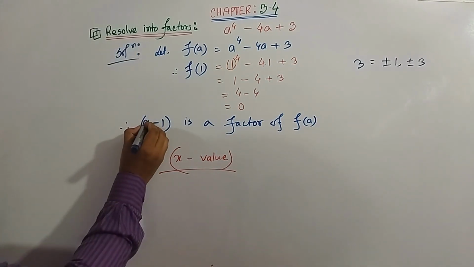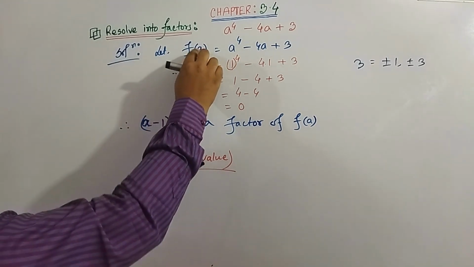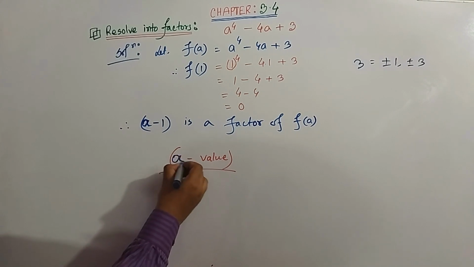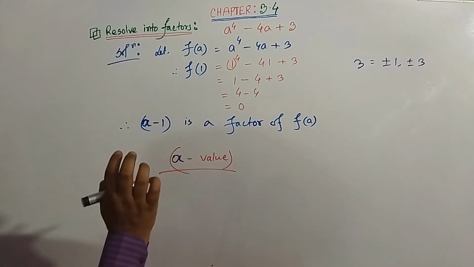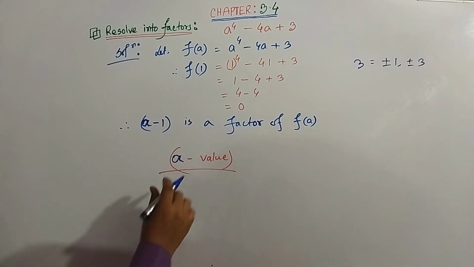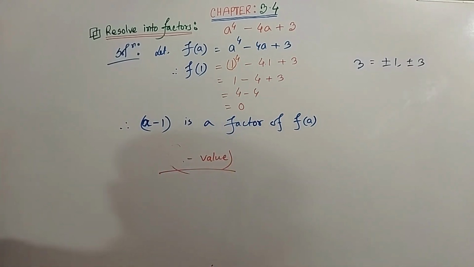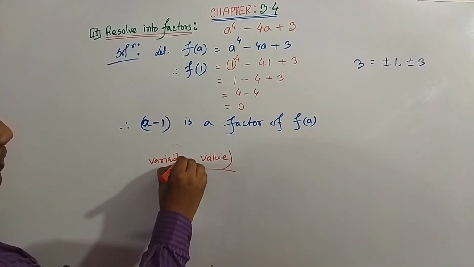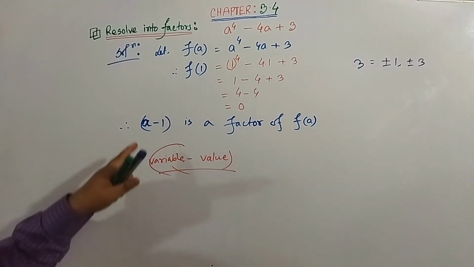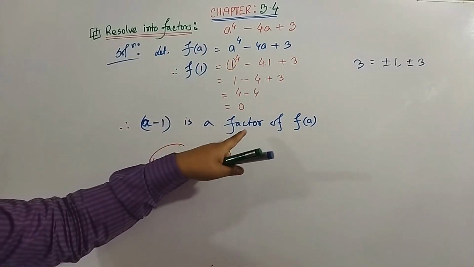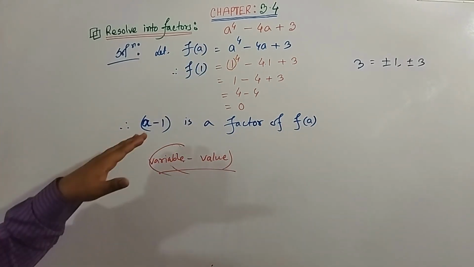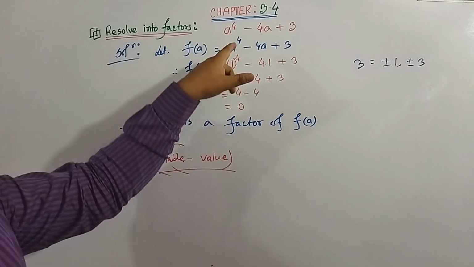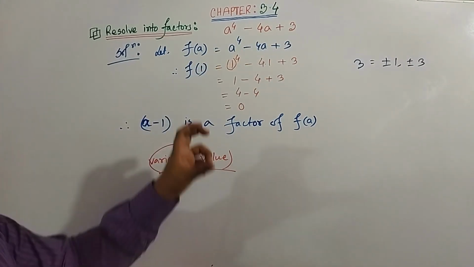Here we will write a, because the variable was a. You can write x or a, whichever variable. So the formula is variable minus value, so a minus 1 is a factor of f of a. So when we get the factor, then we can solve these types of factorization very easily.